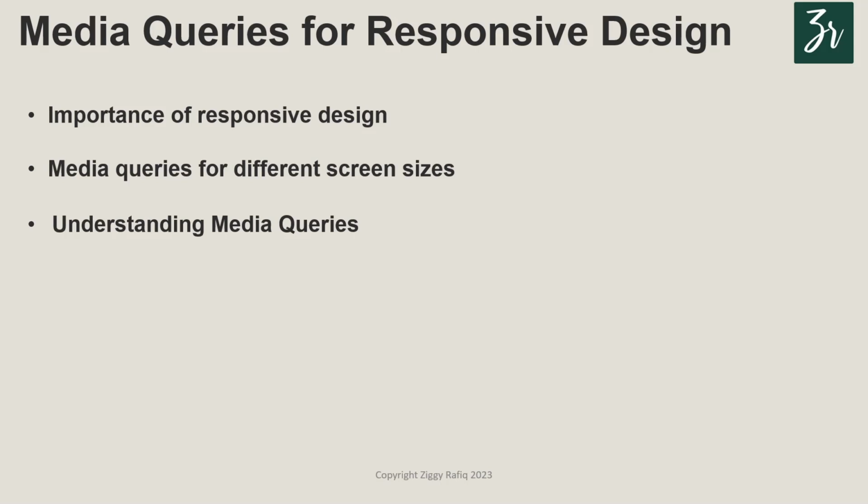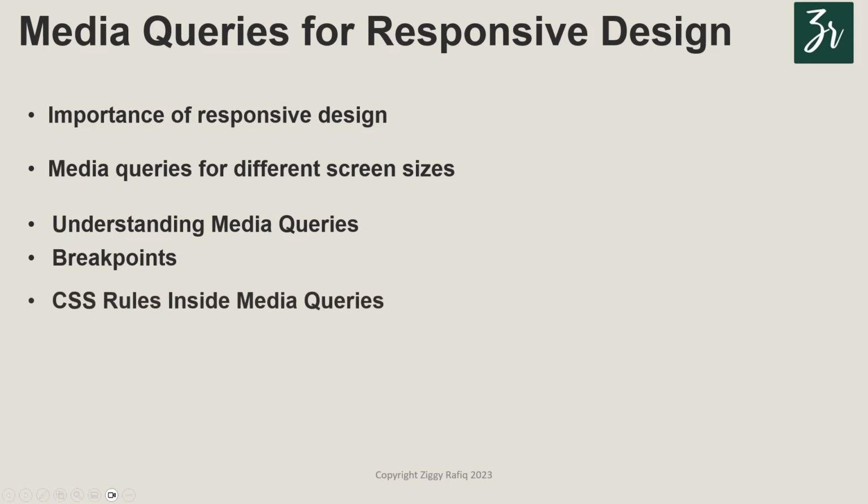Looking through these key concepts, we'll be looking at breakpoints, which are specific points at which our design changes to accommodate different screen sizes. Common breakpoints include those for mobile, tablet, and desktop views. We'll also look at CSS rules inside the media query. Within the media query, we can define specific CSS3 rules that apply only when certain conditions are met. This allows us to tailor our design to the characteristics of the user's device.